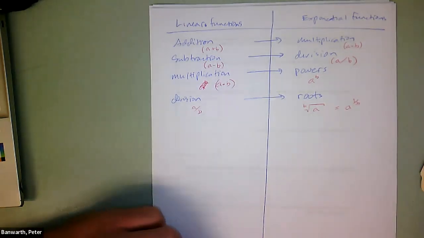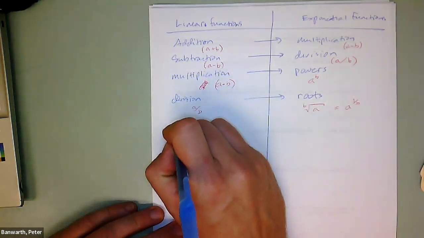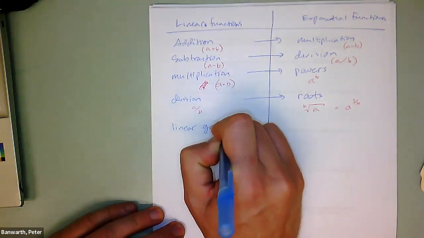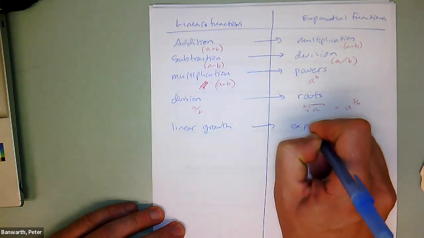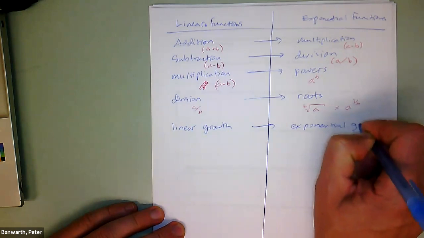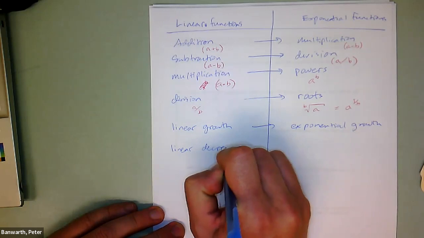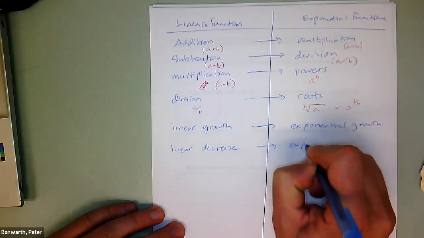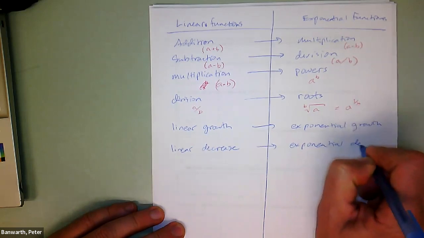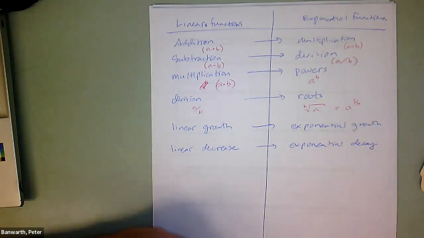When we think about linear growth, that's exponential growth. And when we think about linear decrease, that's exponential decay. I think that's all that I can remember from lecture today when I previewed this.